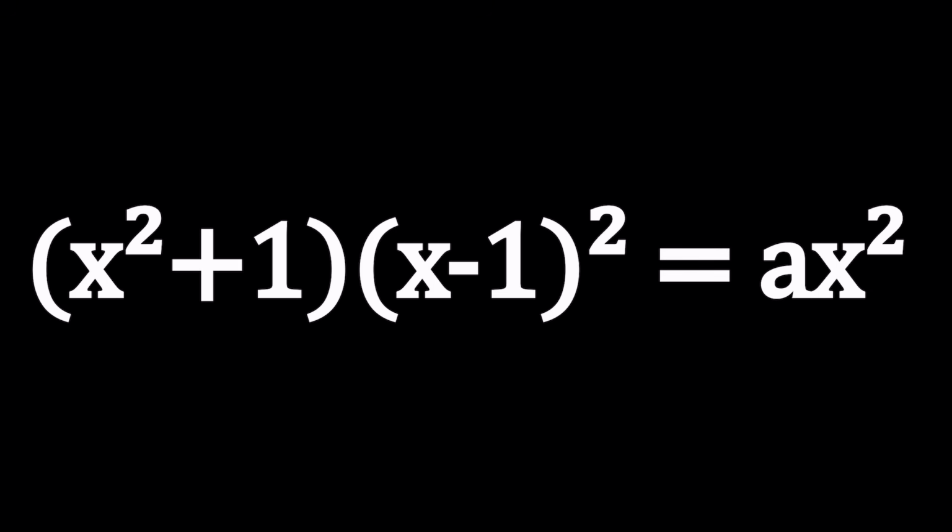Hello everyone. In this video, we're going to be solving a very nice problem, a quartic equation that appeared in a really nice book. And I'll share the name of the book with you. We have this equation with a parameter, which is a: (x squared plus 1) multiplied by (x minus 1) quantity squared is equal to ax squared. And for all values of a, basically, we're going to be looking for x values.